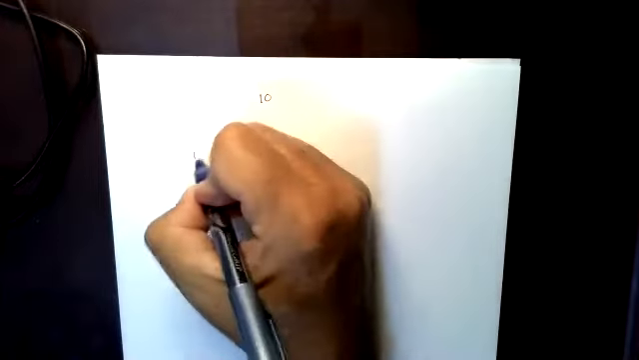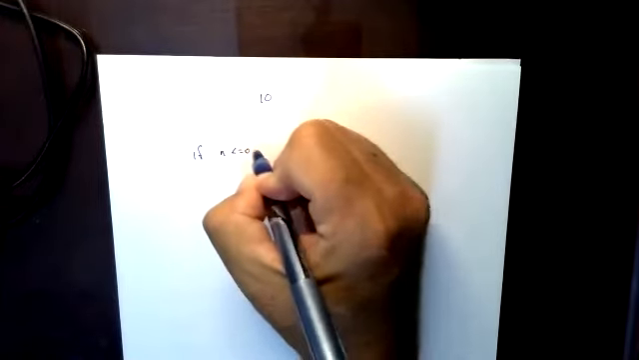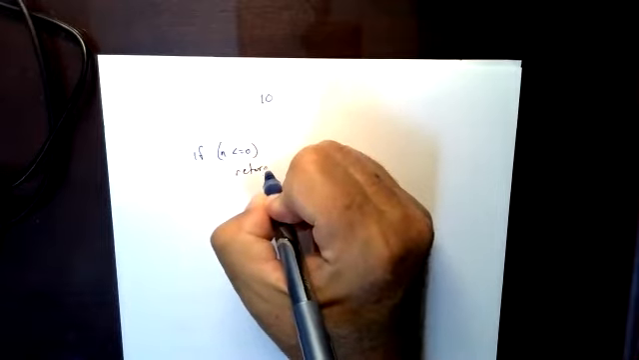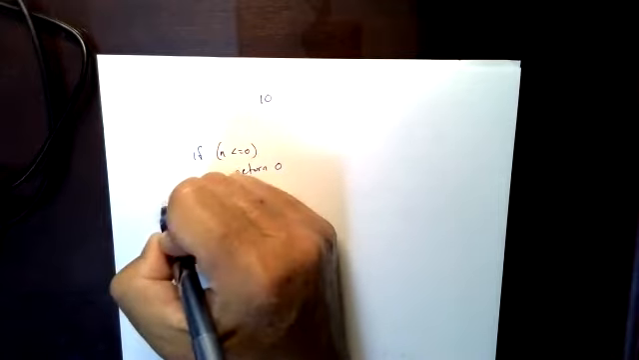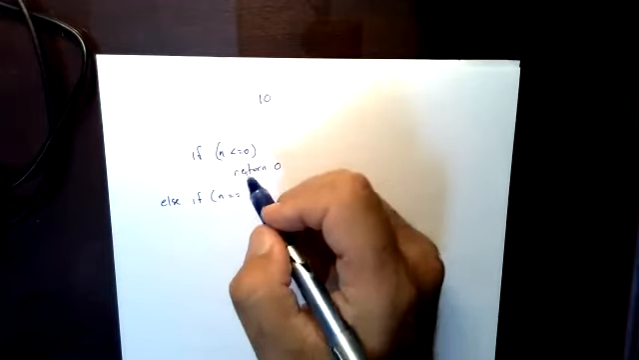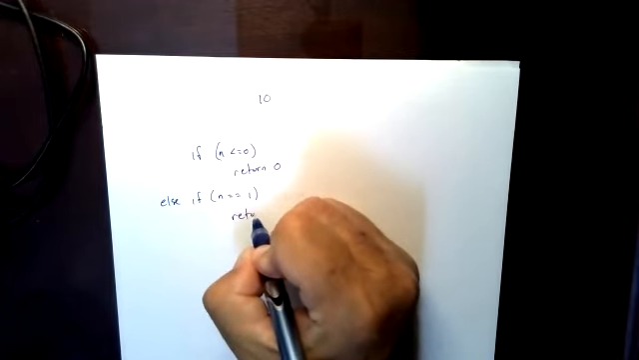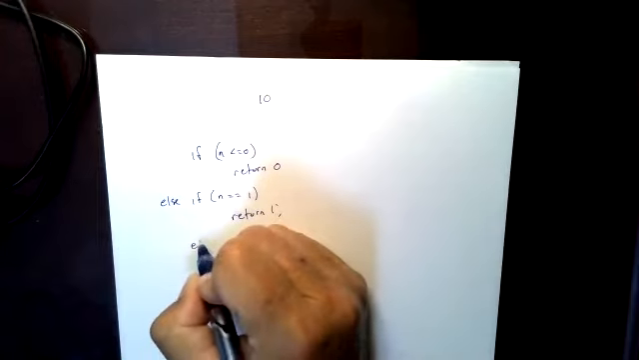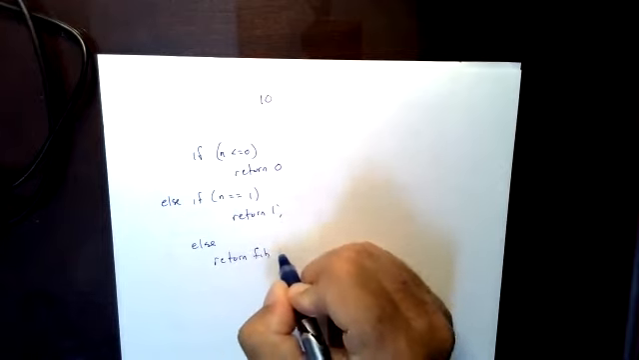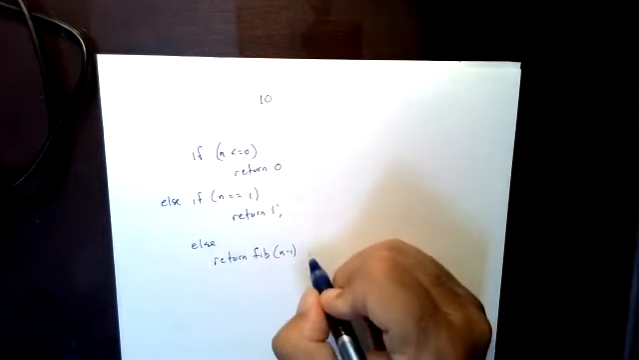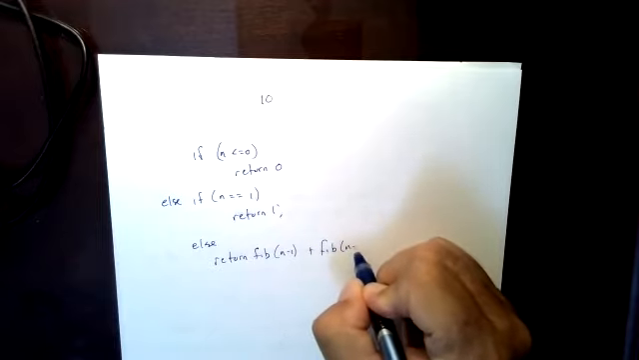So what do I have? We're going to do 10, the first 10 numbers. I'm looking at: if n is less than or equal to 0, I return 0. Else, if n equals 1, I return 1. Else I return fib(n minus 1) plus fib(n minus 2). I'm just jotting this down quickly.